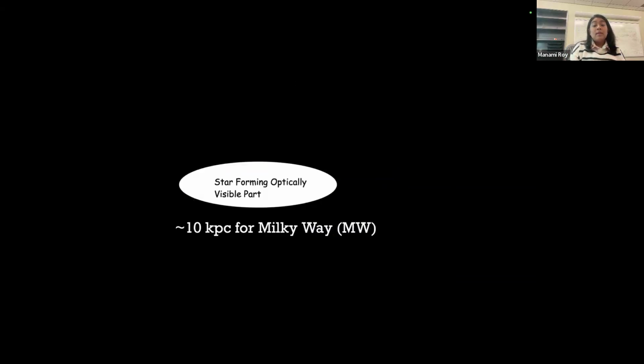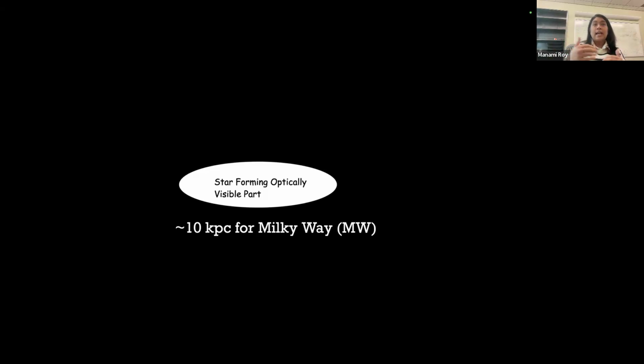So far, I have been misleading all of you about what a galaxy is. I was showing you pictures which are easily available, pictures of the star forming, optically visible central part of the galaxy. For our Milky Way, it's 10 kiloparsecs in the central region. Because it has all the stars which emit bright light, we can easily see this small central part of the galaxy.